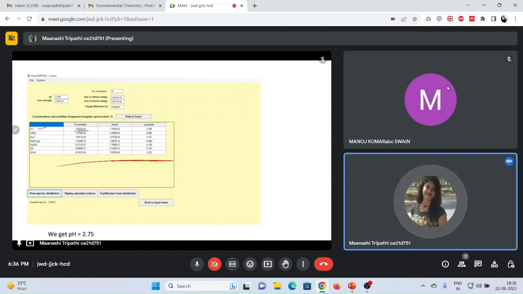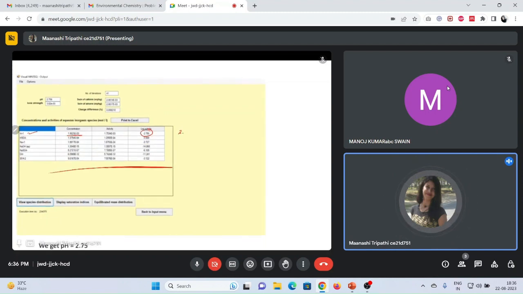So what is the log activity? 2.756. If it is not visible, when I upload this, it will be very clearly visible, and when you put this in Visual MINTEQ, you will see all the results very properly. So 2.756. So what is the pH of the solution? It's 2.756.